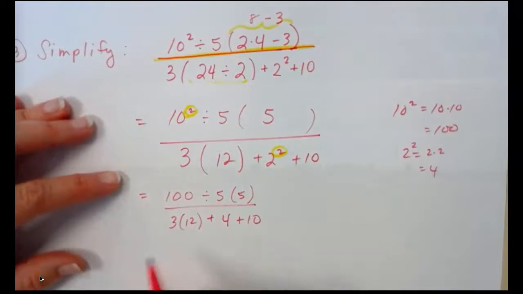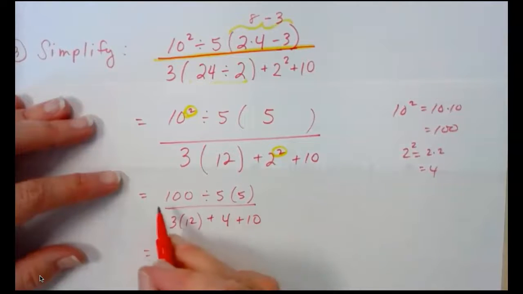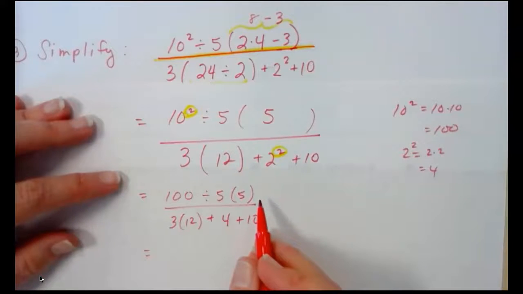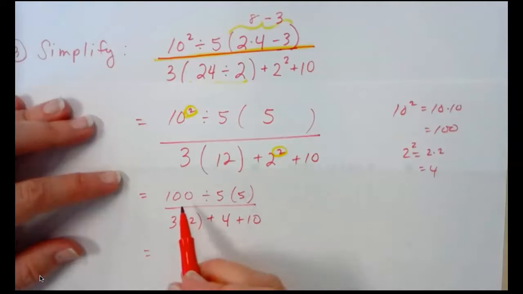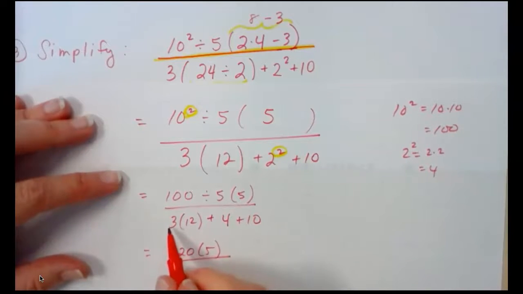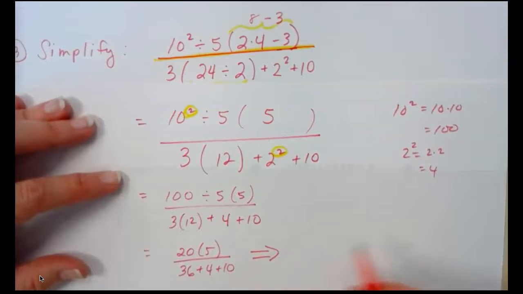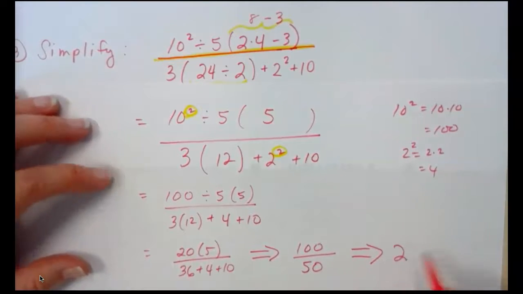Let's keep going. Left to right, multiply or divide in the order that it comes. So 100 divided by 5 is 20. 20 times 5 over. And then 3 times 12 is 36, plus 4, plus 10. I'm about to run off the page, so I am going to go to the right. 20 times 5 is 100 over 36 plus 4 plus 10. That's 40 plus 10. That's 50. Finally, I get a simplified answer of 2.